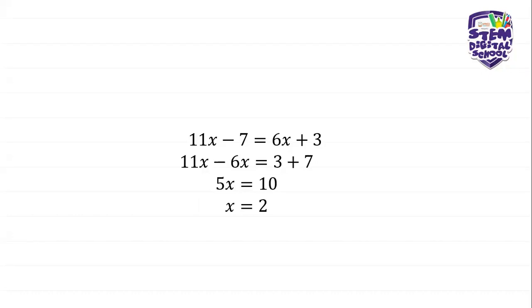And then, when you calculate it, because they are like terms, 11x minus 6x gave us 5x, and then 3 plus the 7 gave us a 10. And then 5 divided by 5, you cancel the 5s and you get the x. Then 10 divided by 5 gave us a 2. Hope that was clear.